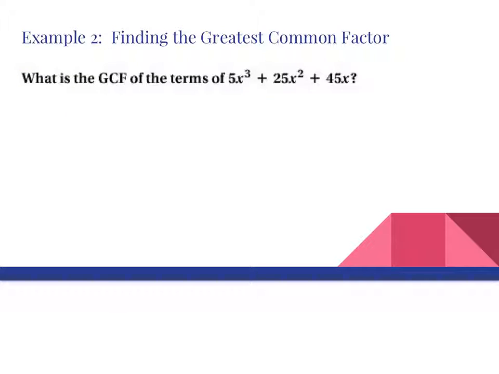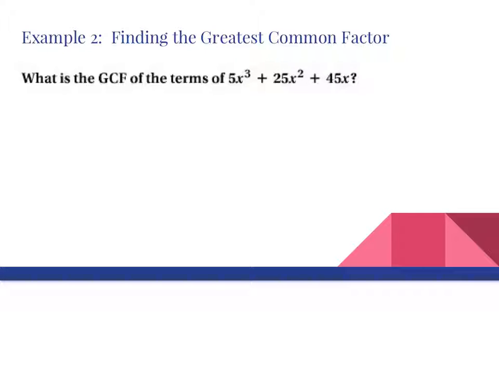All right, so example 2 is finding the greatest common factor. I want to find the greatest common factor in the 3 terms of the trinomial, 5x cubed plus 25x squared plus 45x. The way to see the greatest common factor is the largest factors, which are things that multiply, that is in each term. So I'll be using a color to show this.